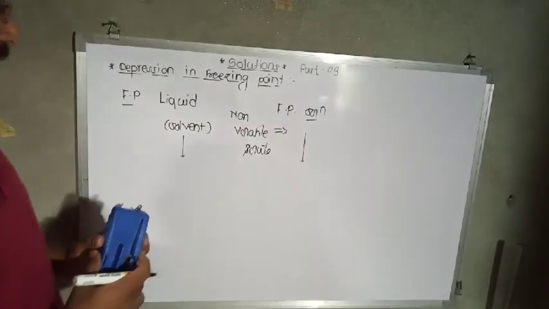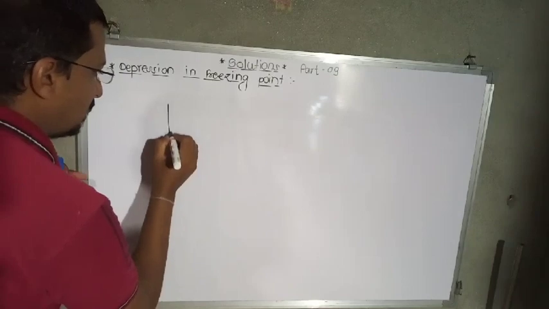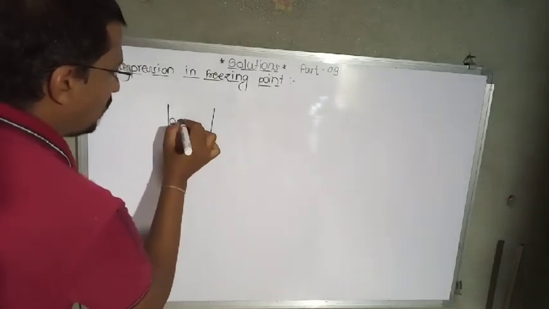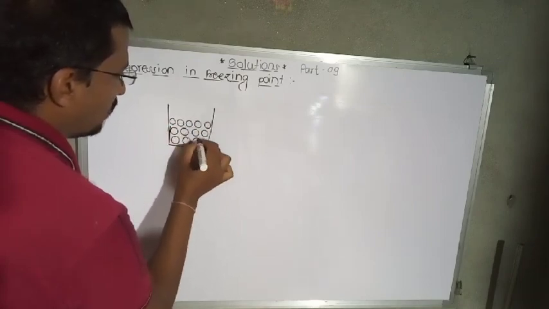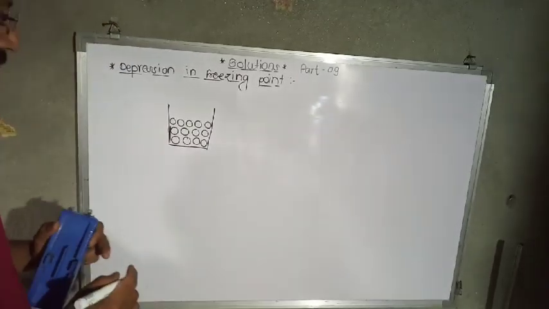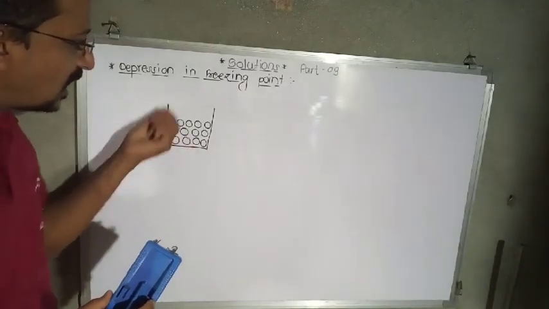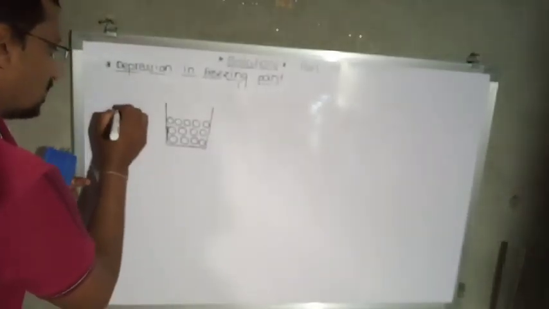Now for that purpose we have to consider a simple concept. If you consider the solvent only, okay? Suppose these are solvent molecules. Pure solvent, suppose we consider water, isn't it? Water. Then all the molecules in the solvent are of similar type. So if you want to decrease the temperature of that solvent, then what happens?